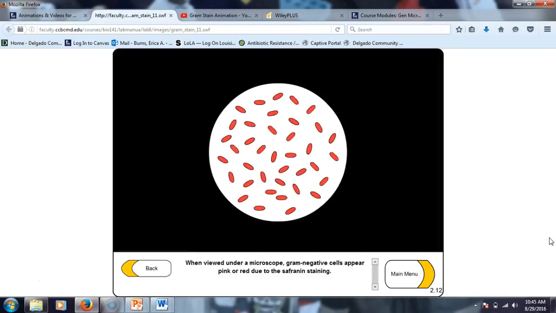But now we know why that's important, right? That tells us about the cell envelope structure. How many membranes does it have? How thick is its peptidoglycan? And we'll talk about the significance, medical significance, right, when we get to our next topic.